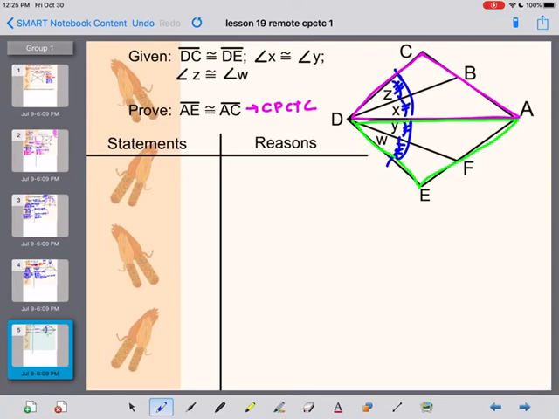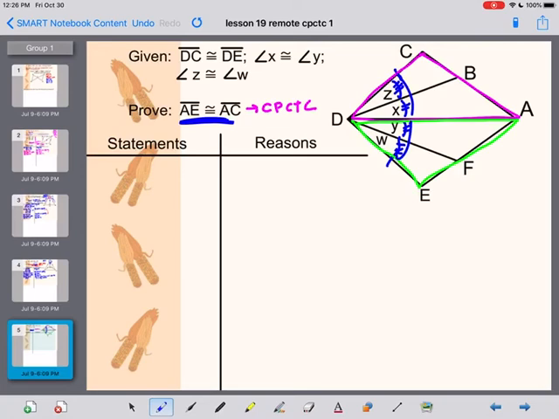Sometimes people get thrown off when there's a lot of triangles, but remember, the triangles that you're trying to prove congruent have to have the pieces that I'm trying to prove congruent in them, right? I can't prove one of these little baby triangles congruent because AE and AC are not in the baby triangles, they're in the big triangles. All right, so those are my triangles.